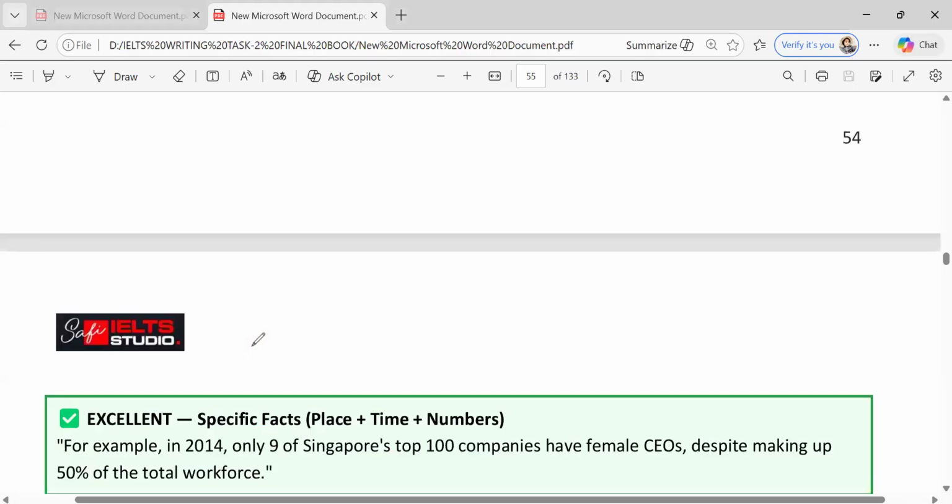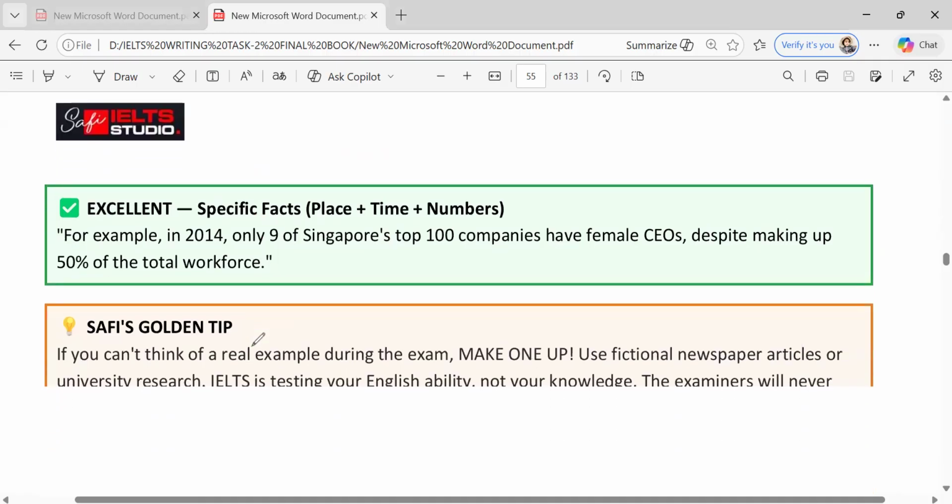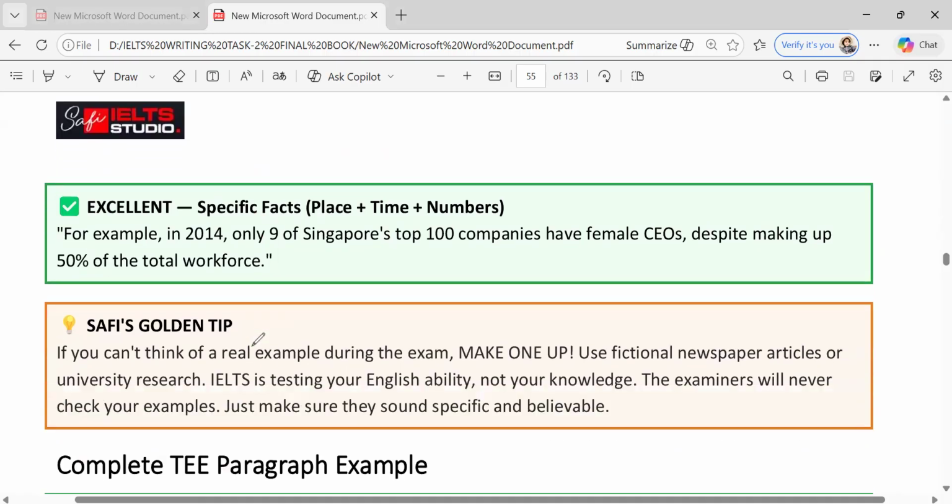And what is the best example, clear? The excellent one. The excellent one is what? Specific facts you can mention in your best example. It's based on specific facts: place, time, and numbers. You need to mention these things. Why? Because if you introduce place, time, and numbers, it makes the example more specific. For example, in 2014. Now, can you see that's the number? That's the time.